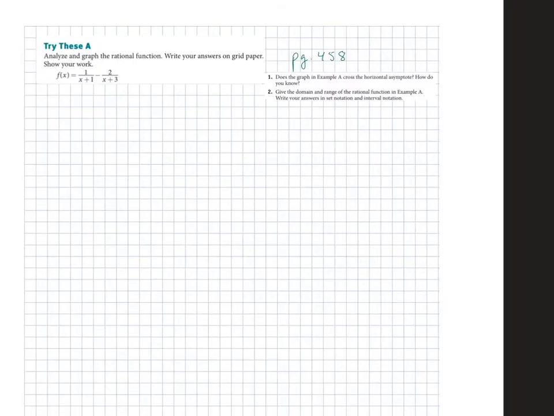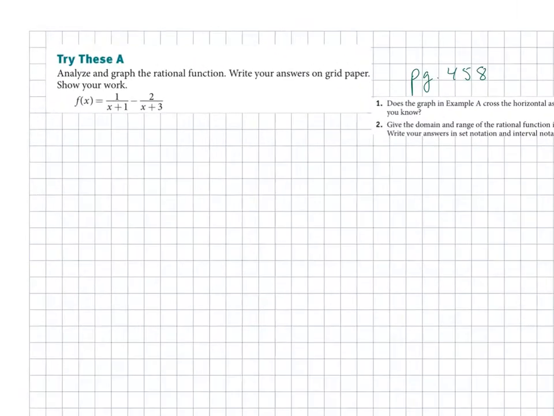Okay, so here's our first one from page 458, the try these A. We're going to answer those questions to the right as well about crossing the horizontal asymptote. But if you go through these steps, the domain and range will all come clear as you graph the function. This will be a little bit longer since I'm working through all the steps, but go ahead and pause, try it yourself to find a common denominator and combine everything and analyze it. But without further ado, if you're ready to see the solution, I'll dive right in.